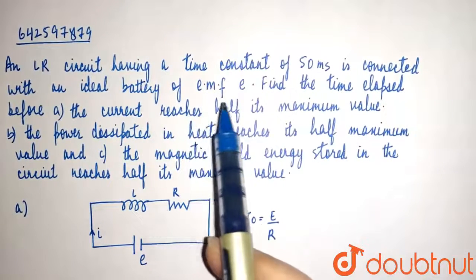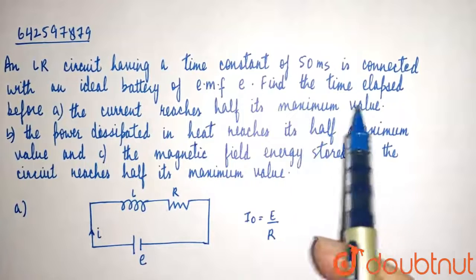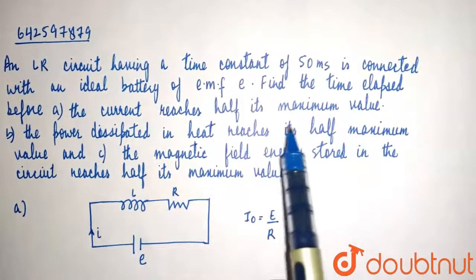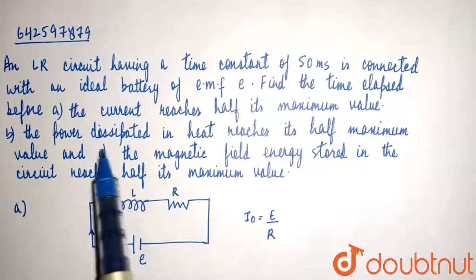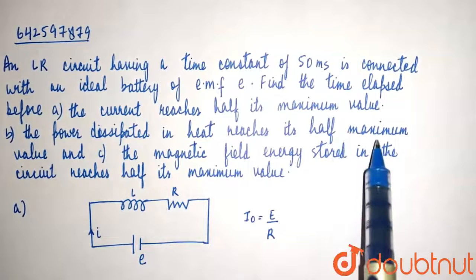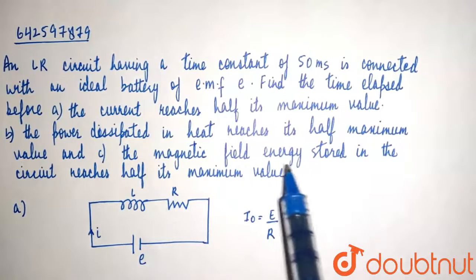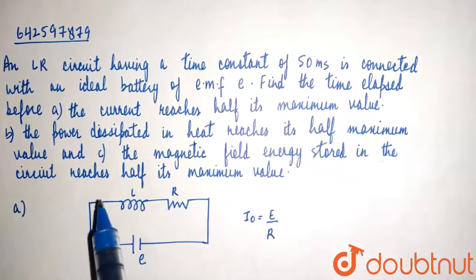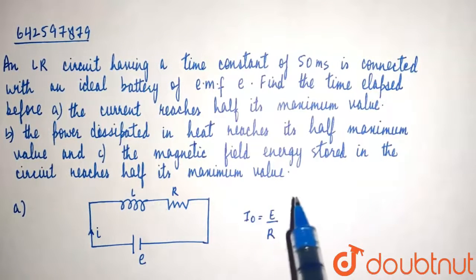The question is, an LR circuit having a time constant of 50 milliseconds is connected with an ideal battery of EMF E. Find the time elapsed before the current reaches half its maximum value, the power dissipated in heat reaches its half maximum value, and the magnetic field energy stored in the circuit reaches half its maximum value.